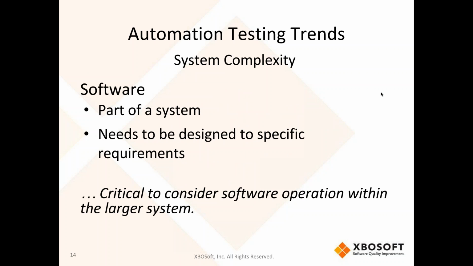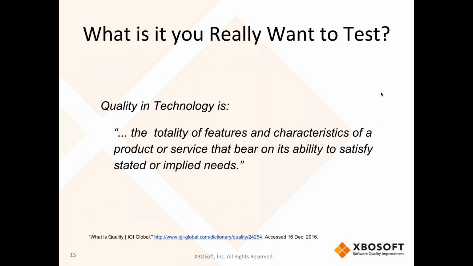So system complexity. Software is part of a system. As I've been referencing, the software does not exist by itself in its own little bubble. It's part of a system. And it needs to be designed with those systemic requirements in mind. It's critical to consider it within the larger system. So what is it you really want to test?